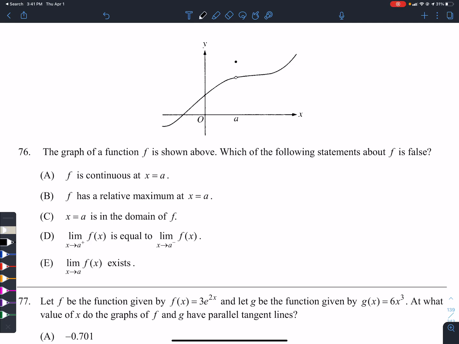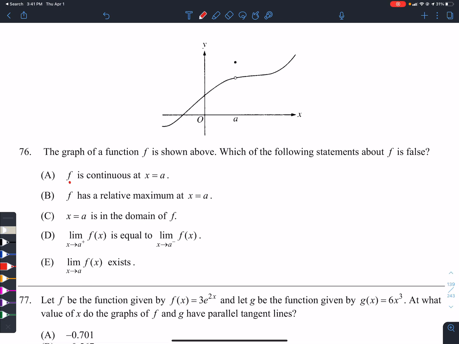1998, number 76. So we're looking for the false statement. So let's read each one. First statement, f is continuous at a. Clearly, it's not continuous. So let me talk about continuity.